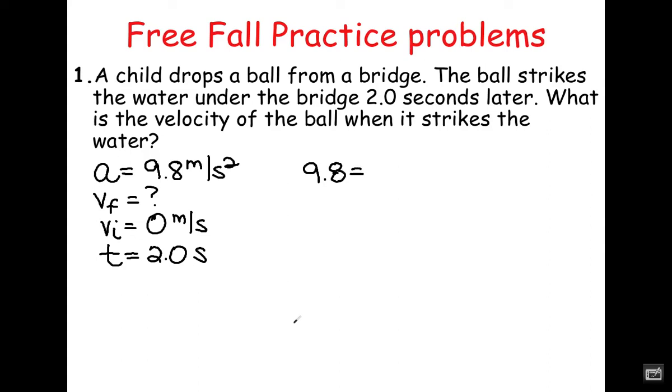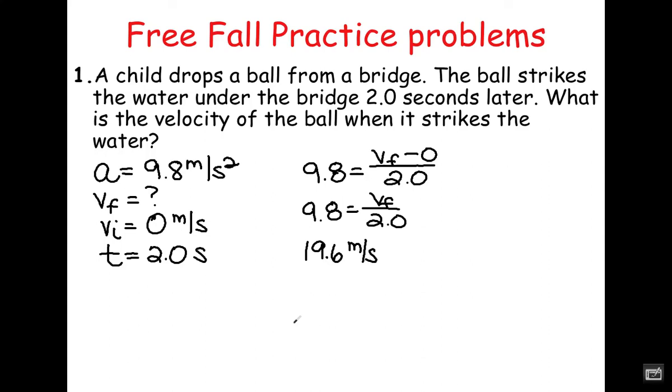So let's see how we set this up. 9.8 equals VF minus 0, divided by 2. So I end up with 9.8 equals VF divided by 2. I multiply both sides by 2.0, and what I get is 19.6 meters per second equals VF. Now, it needs to be with correct sig figs, so I need to round that to 2. So I would have 20. with the decimal point meters per second as my final answer. And let's do one more.